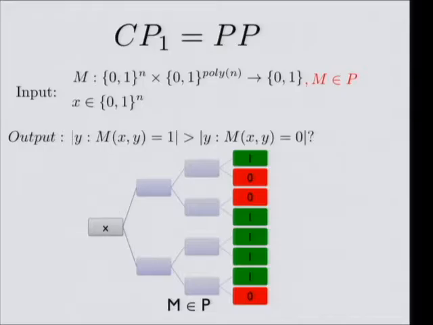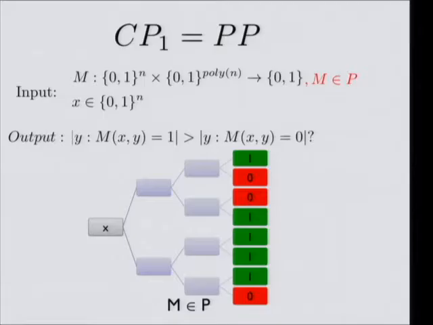So who has seen the counting hierarchy before? There was a lot of work on this back in the late 80s, and there has been some recent work on it as well. Let me define it for you. Basically, because it's a hierarchy, we have to define a base level of the hierarchy and then recurse. It's going to be an analog of the polynomial hierarchy, but where PP takes the role of NP. So the base level is PP.